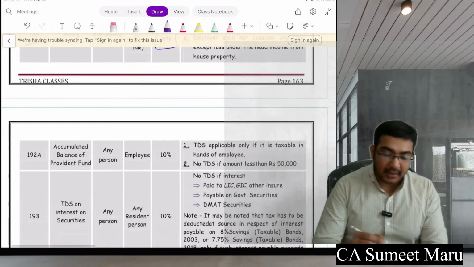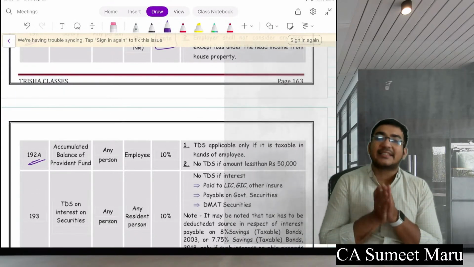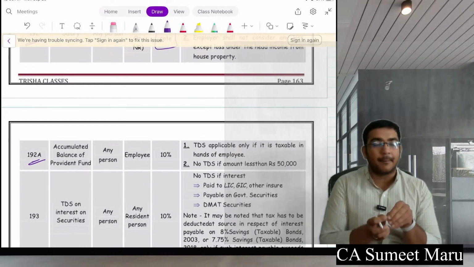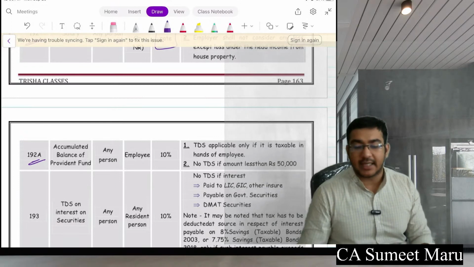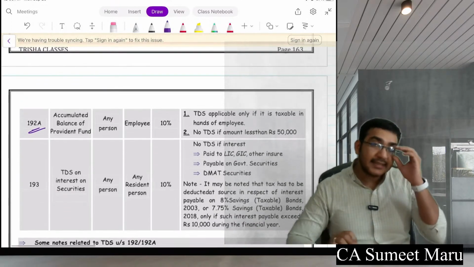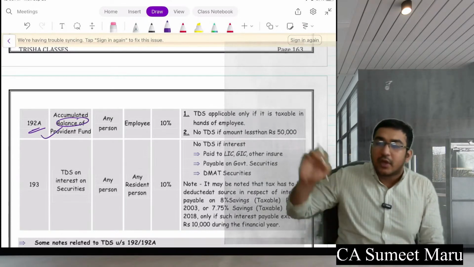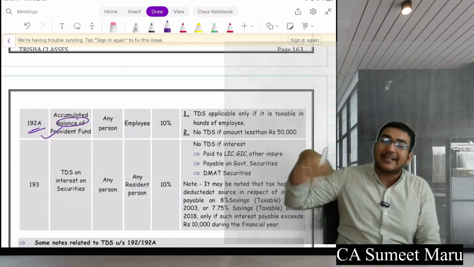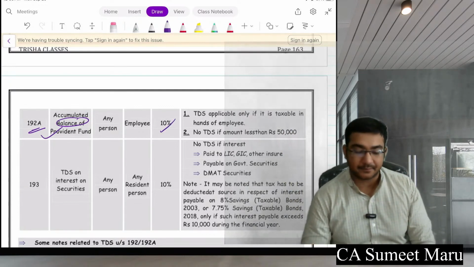Next is section 192A, and for any section where you want further explanation or extra examples, please put it in the chat. I will take more examples of that, or else generally I will go with the normal flow. Section 192A talks about the accumulated balance of provident fund. If there is any accumulated balance in provident fund that has to be paid to the employee, that has to be given with a 10% TDS.